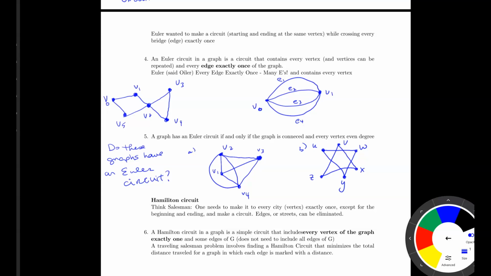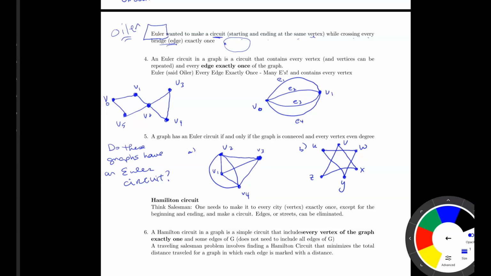Okay, Euler. Remember, you say this Euler, like Euler. Don't be saying Euler. Euler wanted to make a circuit. We know what a circuit is, right? It starts and ends at the same vertex. And he wanted to cross every bridge exactly once. So every edge he wanted to cross once, and he wanted to start and stop at the same place. So in the city he lived in, he just wanted to see if he could make it around.